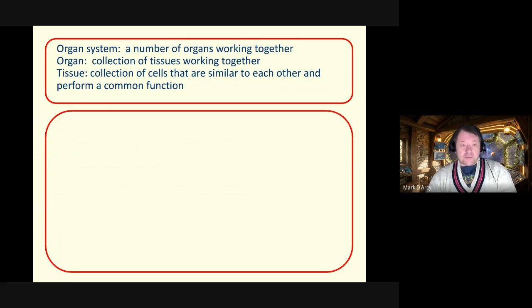So first, a few definitions. An organ system is a number of organs working together, such as the digestive system, which consists of structures such as the salivary glands, the esophagus, the stomach, small intestine, large intestine, amongst others. An organ is a collection of tissues working together. A tissue is a collection of cells that are similar to each other and perform a common function.